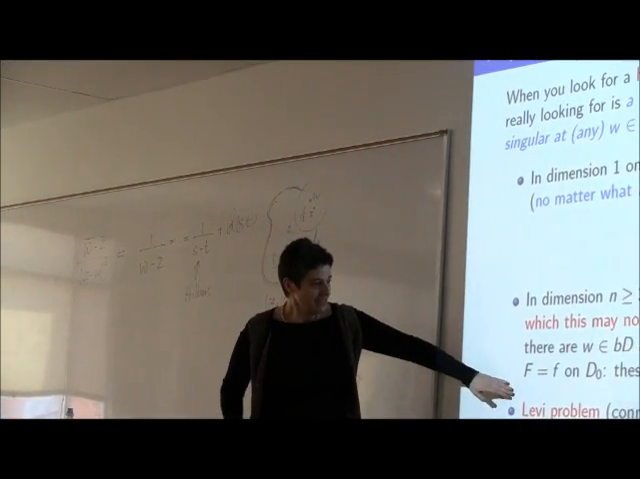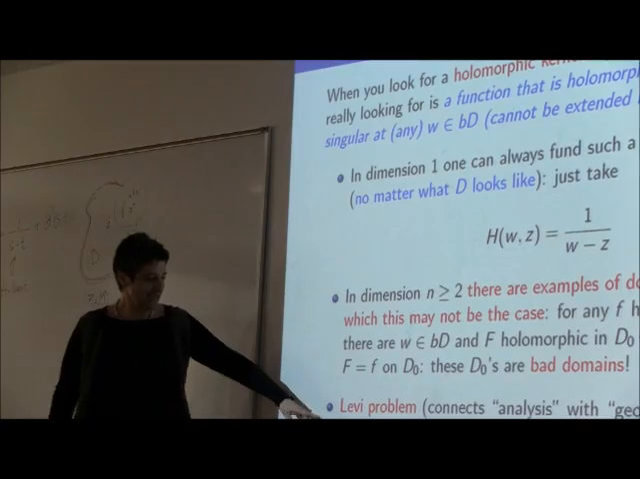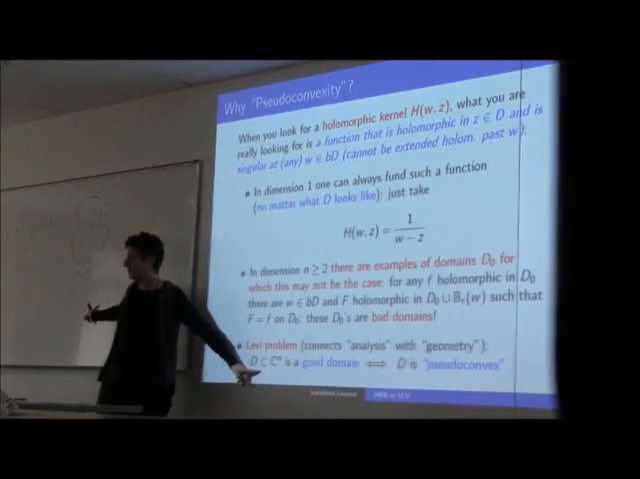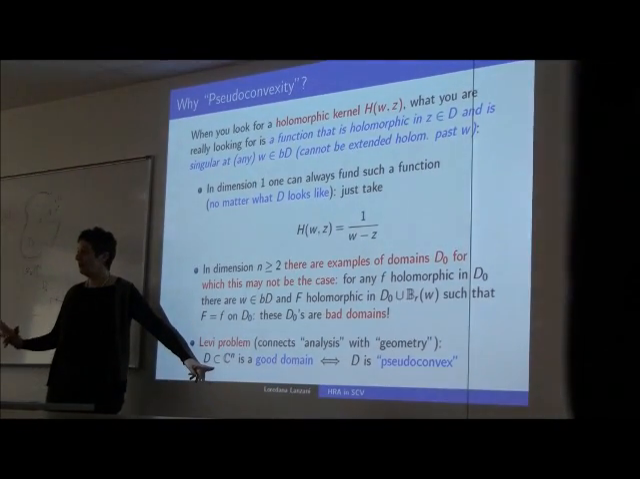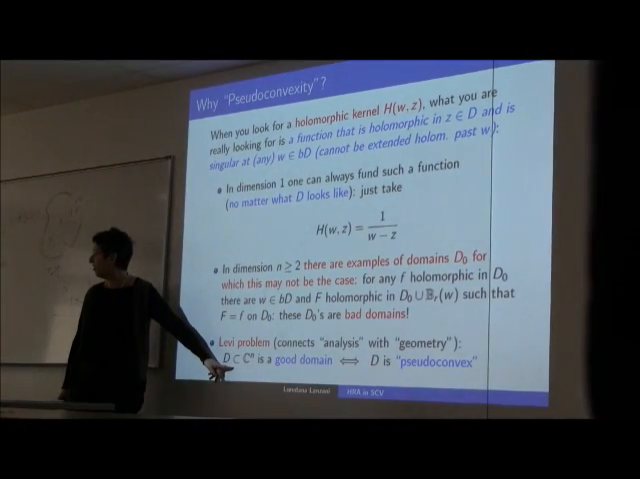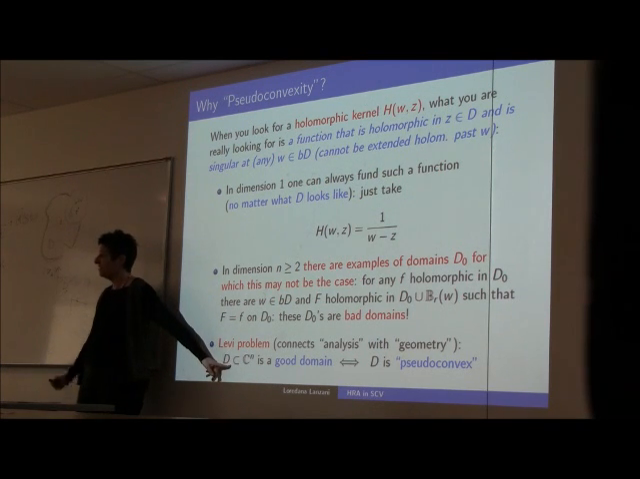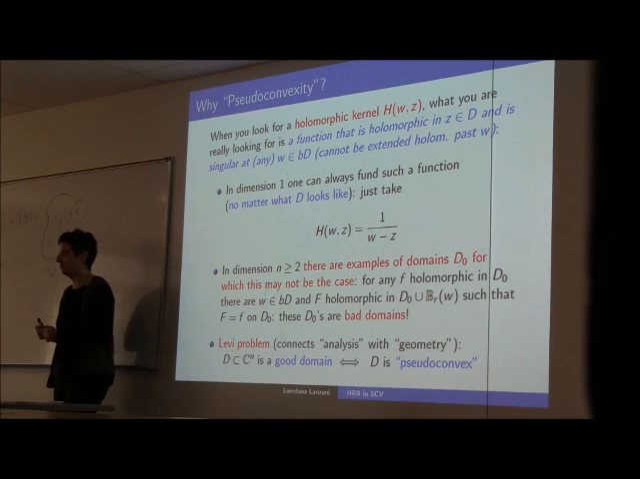So now, what is the Levi problem? The Levi problem is exactly the problem of characterizing what are the good domains, domains for which this phenomenon cannot happen. It took people about 40 years to solve this problem, and Oka was one of the major contributors in the 1950s. And it turns out that this is a problem that doesn't have to do with analysis. It's a problem that has to do with geometry, the geometry of the domain. So guaranteeing the existence of a bad function, one that you cannot extend holomorphically past the boundary, is equivalent to the domain being pseudo-convex.